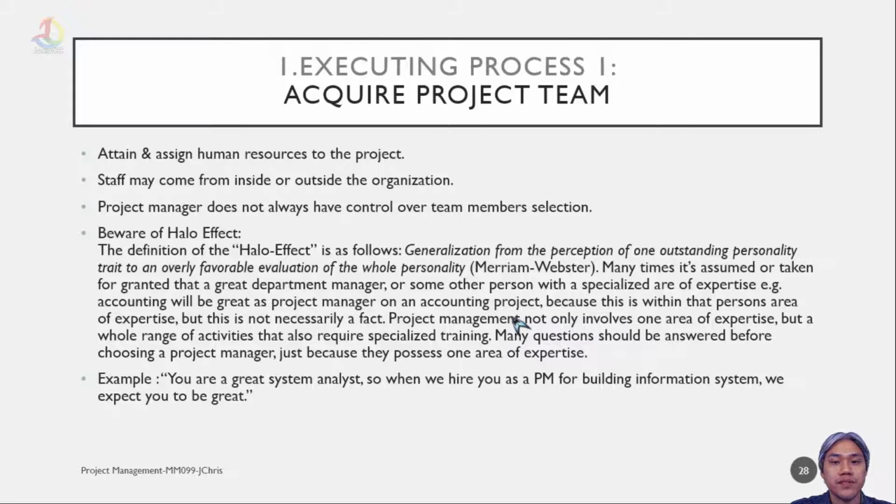Project management not only involves one area of expertise, but a whole range of activity that also requires specialized training. So many questions should be answered before choosing a project manager, because just because they possess one area of expertise doesn't mean that they can be a good project manager or a team player. An example is maybe you have heard something like this. You are a great system analyst, so we will hire you as a project manager for building an information system, and we expect you to be great. Not always necessarily true.